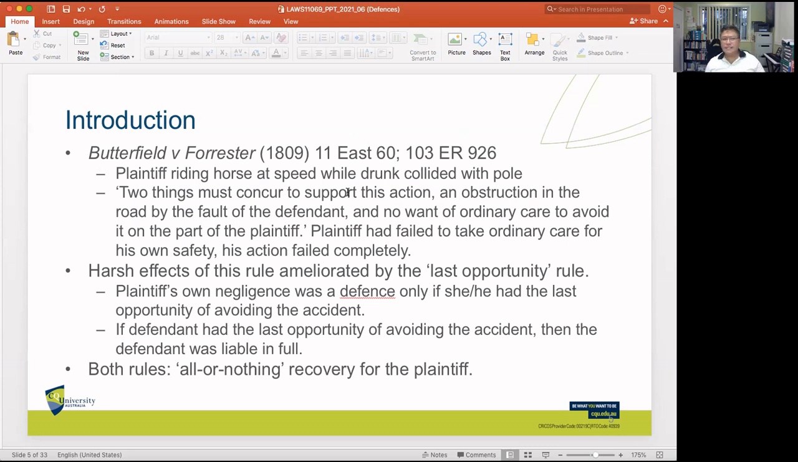And now, in a sense, the harsh effects of this rule were ameliorated by the last opportunity rule, which says that the plaintiff's own negligence was only a defense if she had the last opportunity of avoiding the accident. So if the defendant had the last opportunity of avoiding the accident, then the defendant was liable in full.